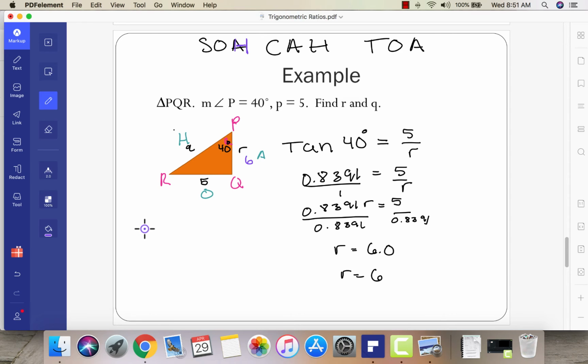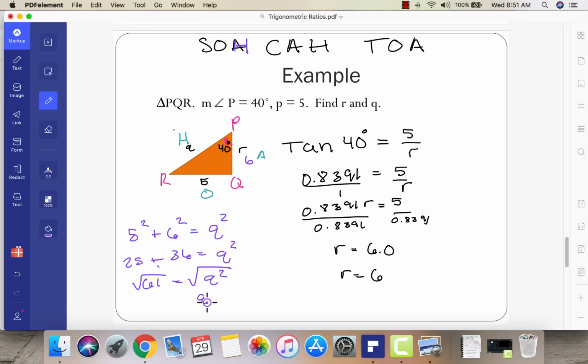So I'm going to have 5 squared plus 6 squared equals c squared, or q squared, because that side has a name, q. 5 squared is 25. 6 squared is 36. And we have q squared, which I don't know. 25 plus 36 is 61 equals q squared. We will square root both sides to get rid of the square.